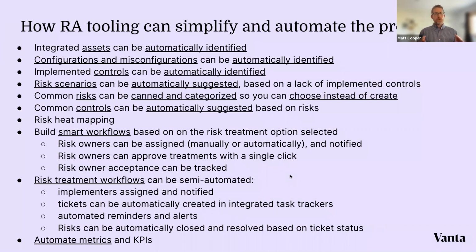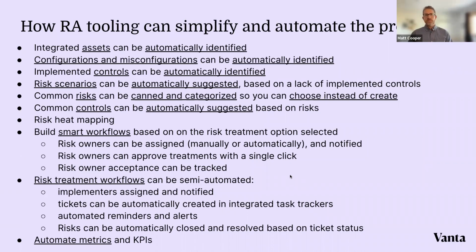In addition, and if you don't have that, risks can be canned and categorized. I referred to the ISO document. You can put that into a software platform so that you can essentially choose your risks instead of creating them from scratch. Common controls can be automatically suggested then based on those risks. Like I said, it's a pairing. And you can produce a nice heat map, a visual representation, which can make this information easier to consume for the non-expert or for the executive.